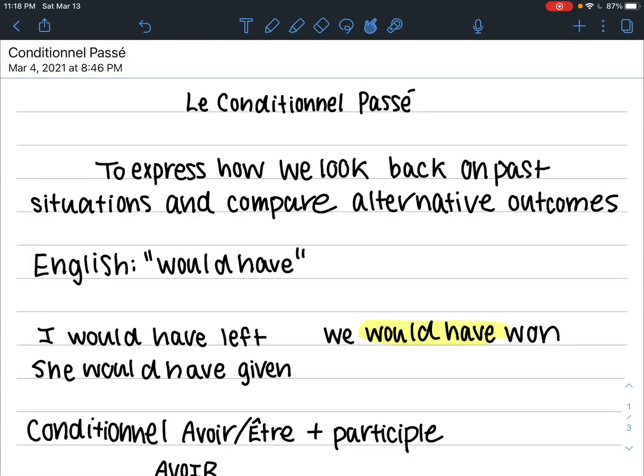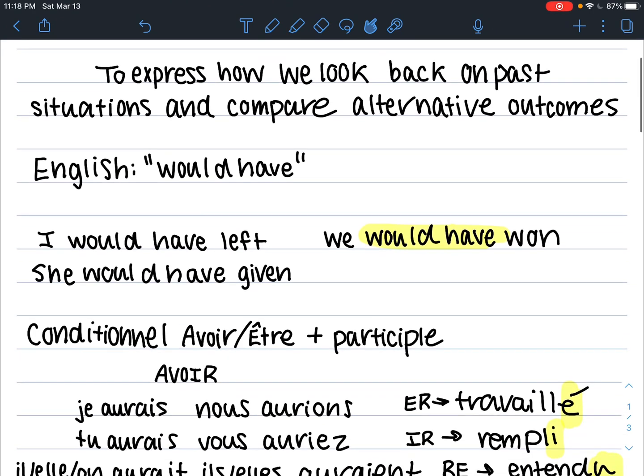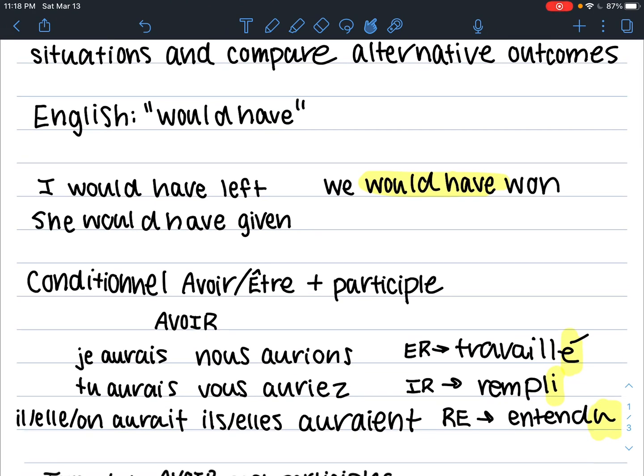Hi guys, today I'm going to be going over the conditional passé, which is something we learned in French 4, and it is used to express how we look back on past situations and compare alternative outcomes. So I know that's a little confusing of a definition, but in English this basically means "would have." Some examples are "I would have left," "she would have given," and "we would have won." So we're basically using "would have."